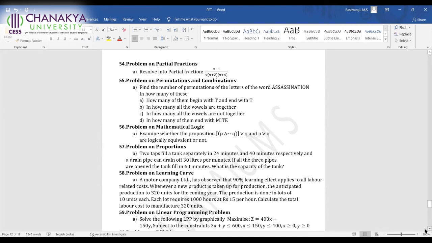Fix the first letter as T, last letter as T, and arrange the remaining letters in between. That is the way you can solve the given problem if they are given in terms of word. And the 56th one is compulsorily from mathematical logic. No doubt in this, they'll ask one tautology, contradiction, or logically equivalent.